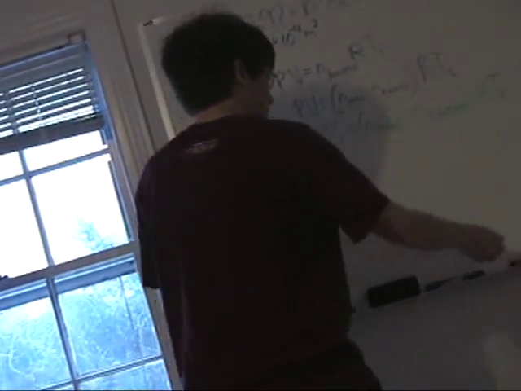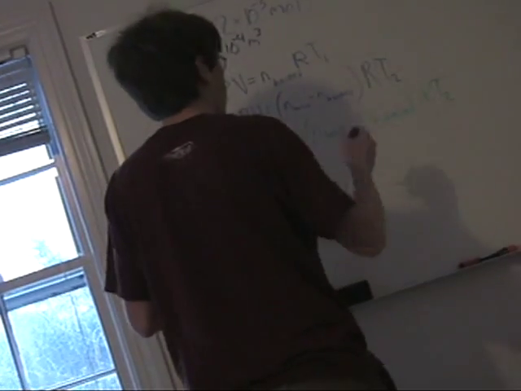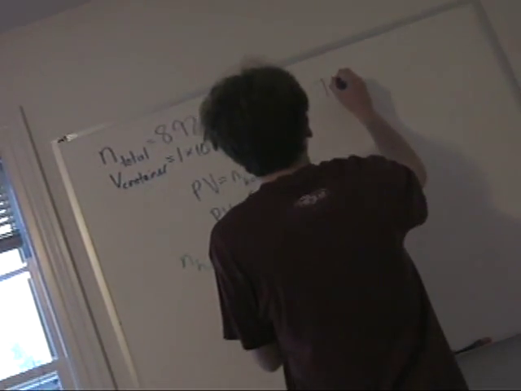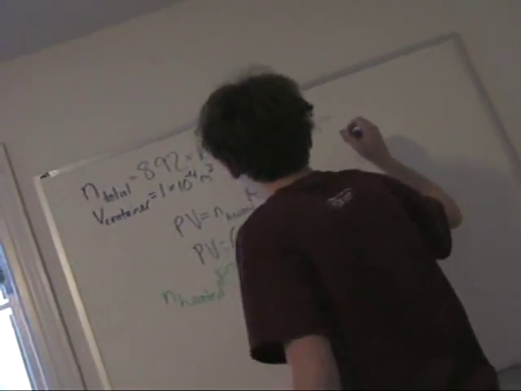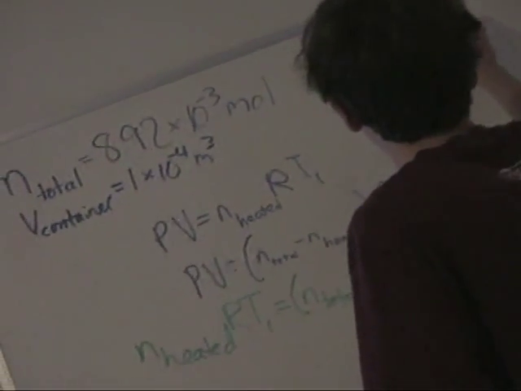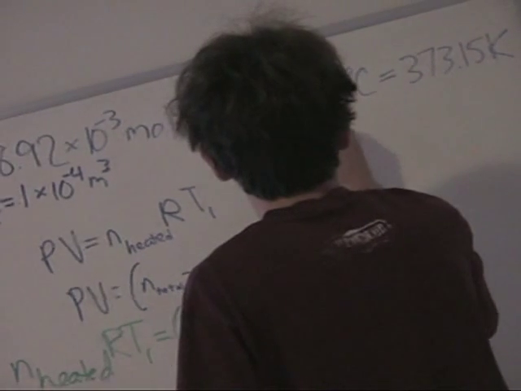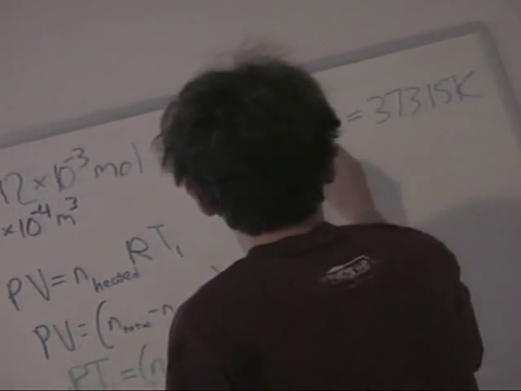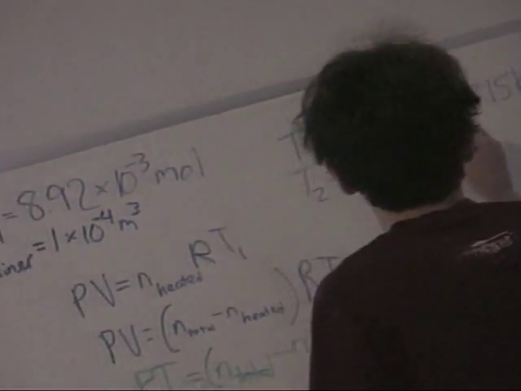So, first we can write out that T1 is heated to 100 degrees Celsius. The first container is heated to 100 degrees Celsius. So T1 equals 100 degrees Celsius, which equals 373.15 Kelvin. And T2 is left at 0 degrees C, which equals 273.15 Kelvin.